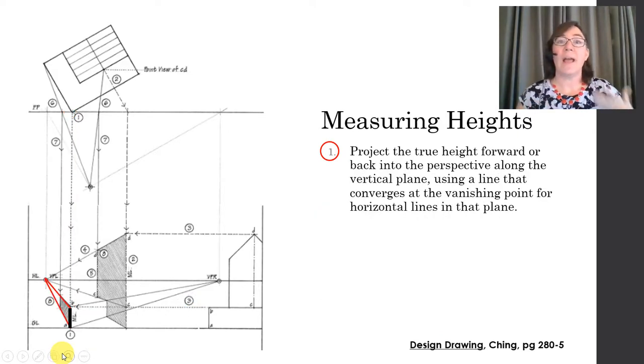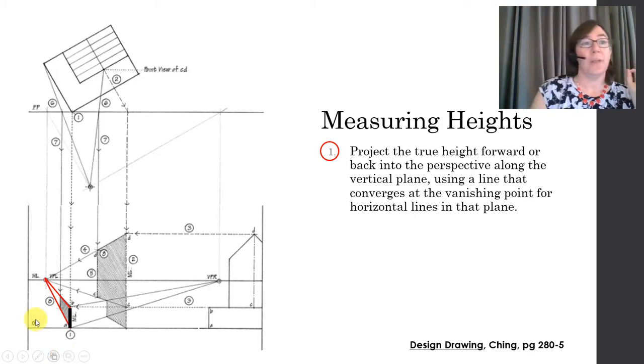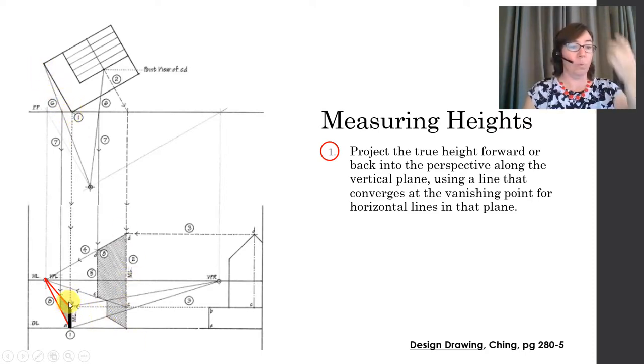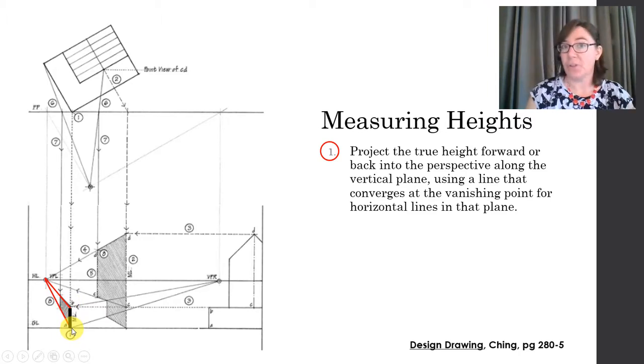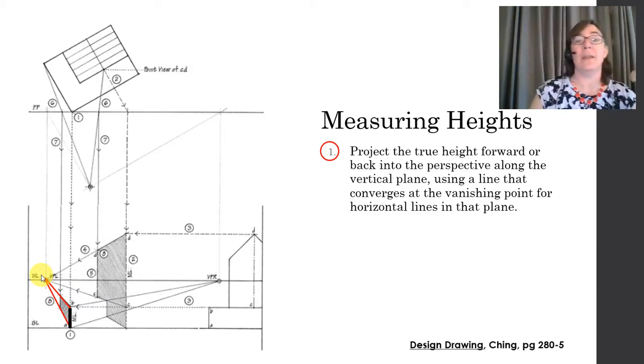Next, let's try to block out this plane right here, the side of the building. So the first thing we're going to do is take our one leading edge, all right, along the picture plane here, and project the true height backwards into the perspective, all right, converging on the vanishing point.